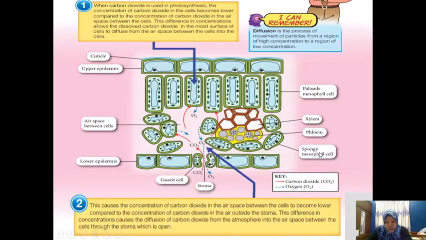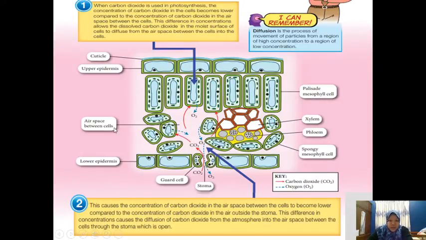This is spongy mesophyll cells. Okay, airspace between cells. Ini adalah liang-liang udara yang berada di antara sel-sel tersebut. And this is a lower epidermis. And this is a guard cell, sel pengawal. And this is stoma. Kalau satu kita panggil stoma, kalau banyak kita panggil stomata lah. So kalau kita lihat di sini, carbon dioxide akan masuk. Carbon dioxide juga akan keluar. So this is oxygen.